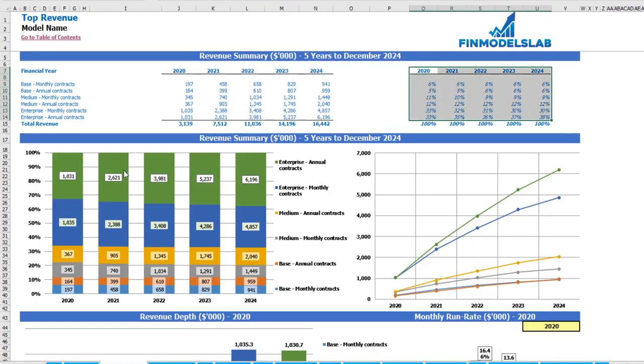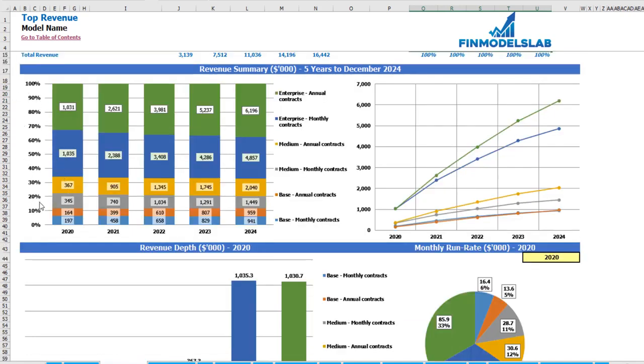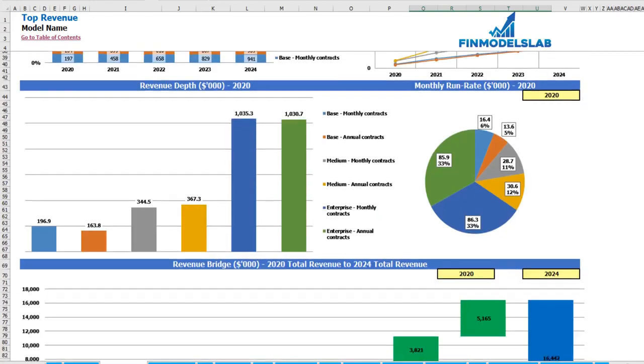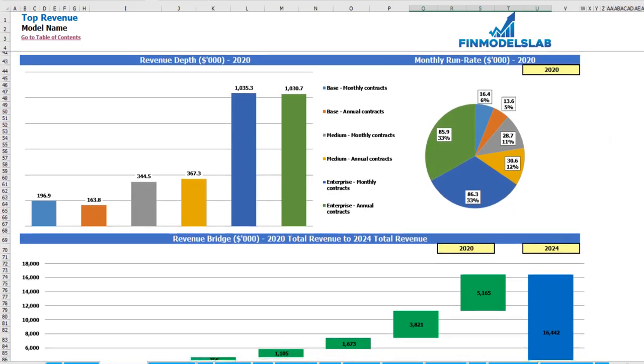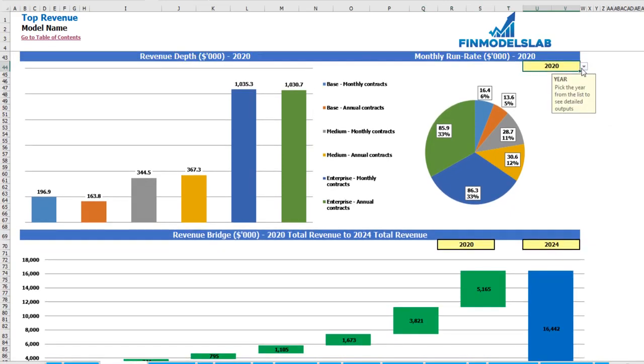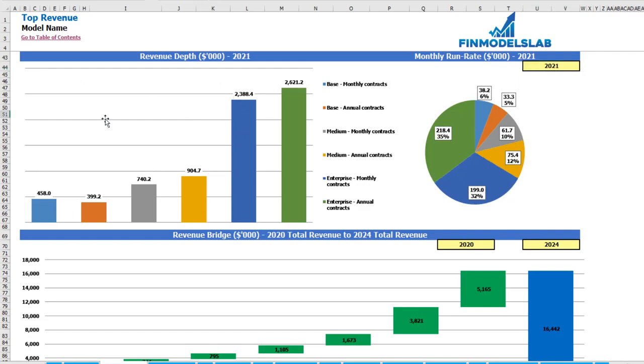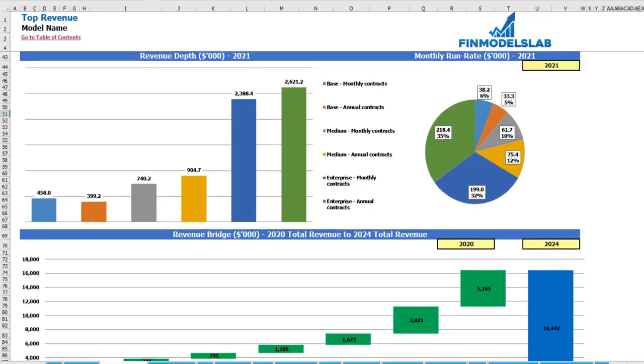On the revenue summary charts, you can see the same information in graphical form, which is a percentage breakdown and absolute values breakdown. On the next set of charts, you may see the revenue depth and monthly run rate for the selected year, which you may change here. For example, 2021. On the first chart, you may see the absolute values, and on the pie chart, you can see the percentage allocation of these revenue streams.